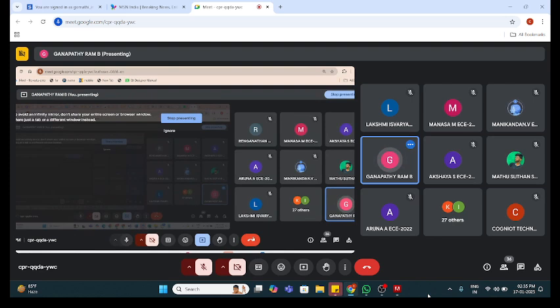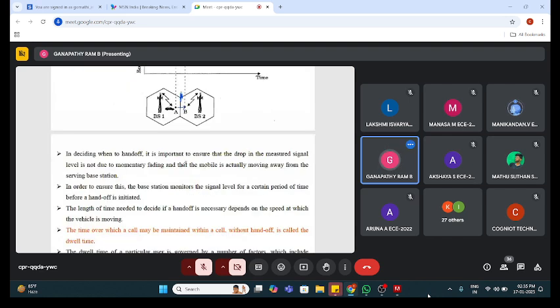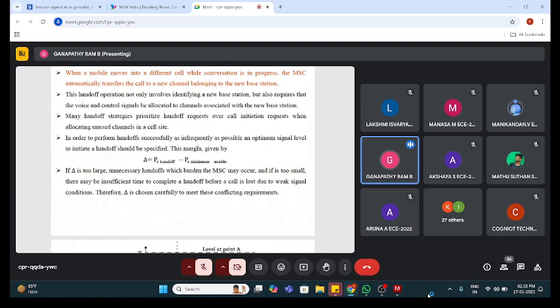A small recall. I'm going to quickly recall what we discussed in handoff. Handoff means switching over all the voice channels and data channels from one base station to another base station, while the mobile equipment is moving from one cellular region to another. That is called handoff. In order to attain this handoff, a proper threshold level has to be met. If the received signal strength goes beyond that threshold power level, the system has to initiate the handoff.